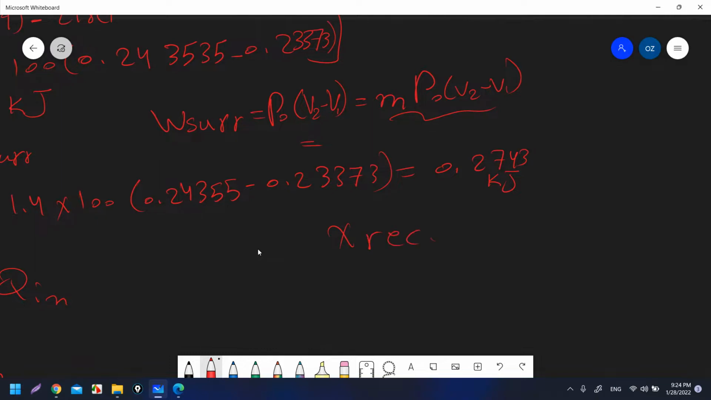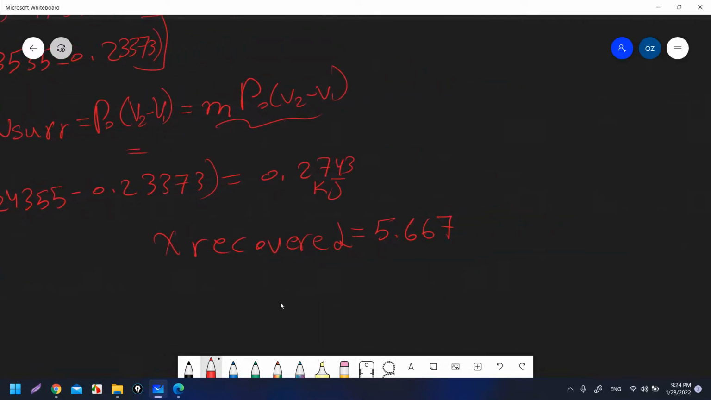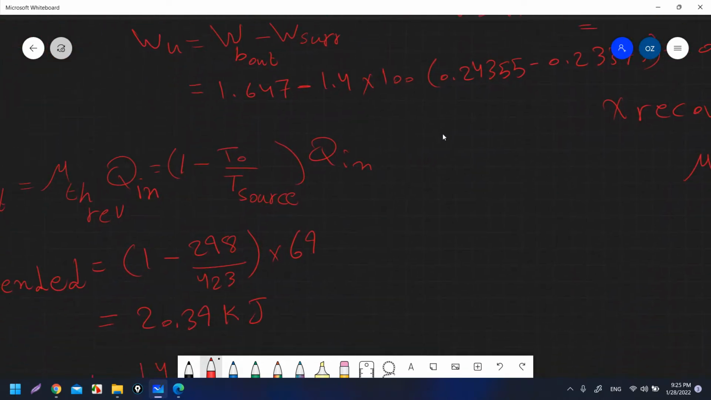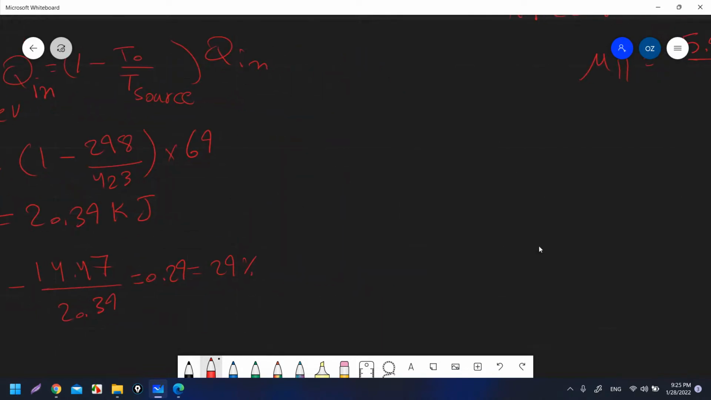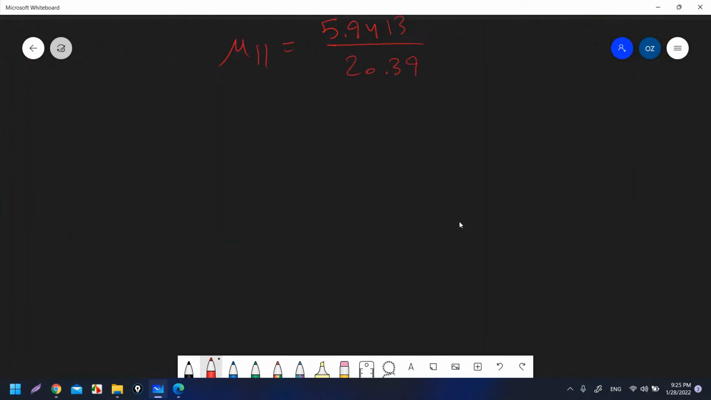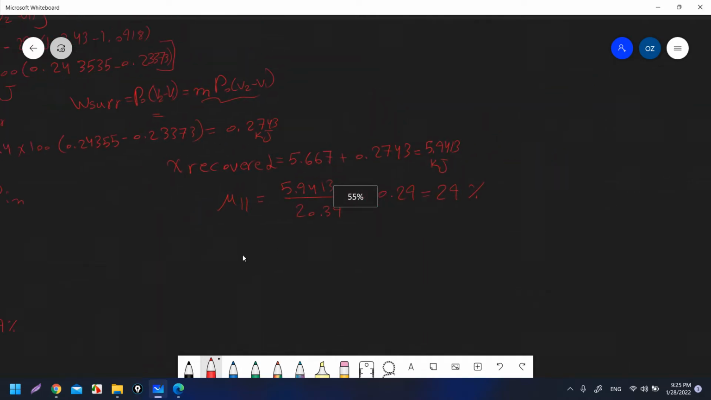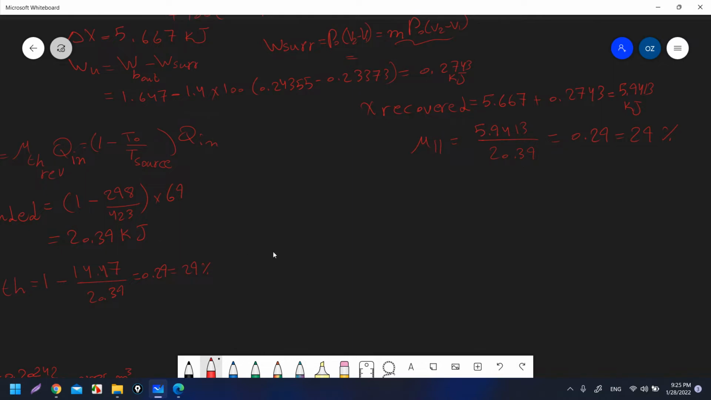If I add both of them, they will give me X recovered: 5.667, the change in exergy, plus 0.2743, equal to 5.9413 kilojoule. The second law efficiency will be X recovered over X expanded, that is 5.9413 over X expanded, which is from heat transfer, exergy by heat, this one, 20.39. This will give me 0.29, which is also 29%, and you can see it is the same number as here. So either way, you can find the second law efficiency from these two methods.